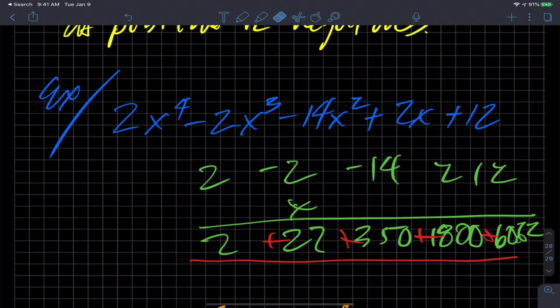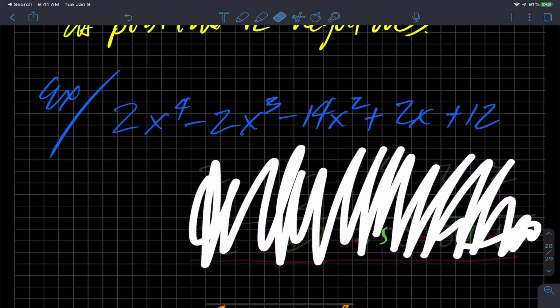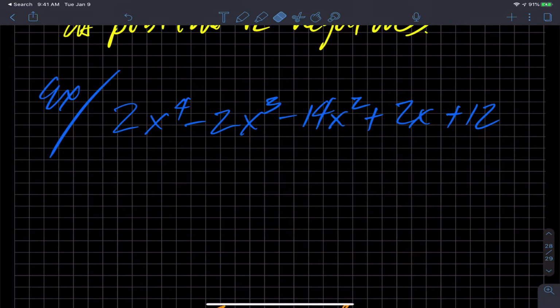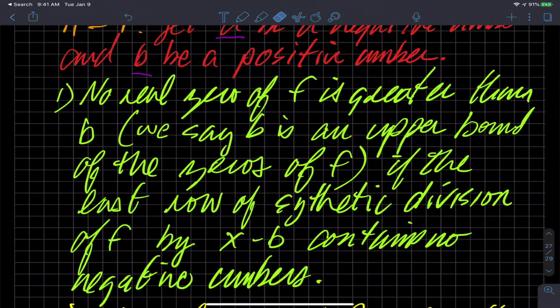These are not the correct coefficients after doing synthetic division with it. I just didn't want to spend the time doing the math, nor do you want to watch me do arithmetic. Okay? So that's how you determine whether a number is an upper bound. If all the coefficients in the final row of synthetic division, so the coefficients of your quotient and the remainder, if they're positive, then it is an upper bound.